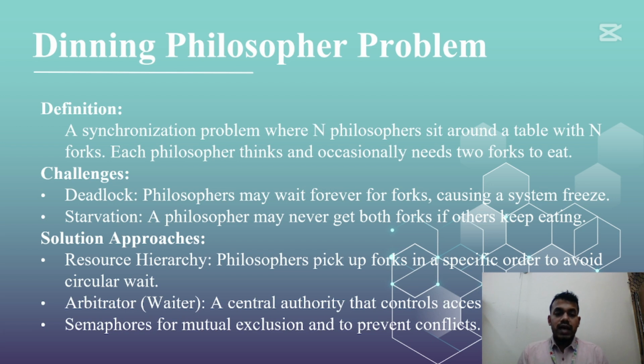Solution approaches: resource hierarchy, where philosophers pick up forks in a specific order to avoid circular wait. Arbitrator, or we can say a waiter, a central authority that controls access to forks. Semaphores for mutual exclusion and to prevent conflicts.